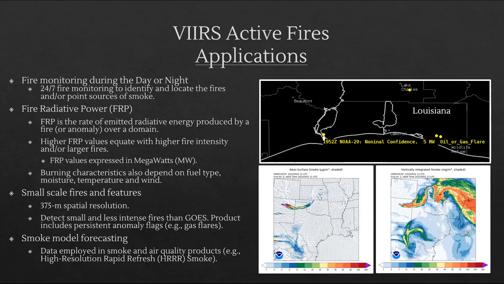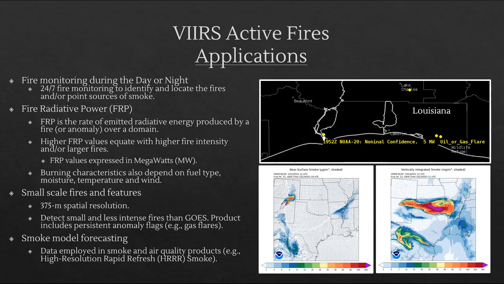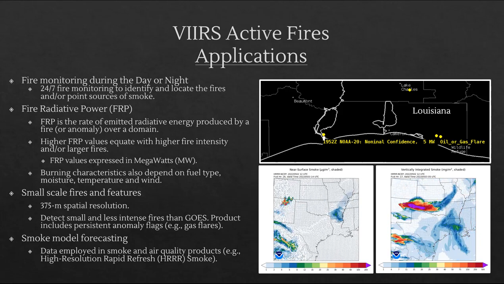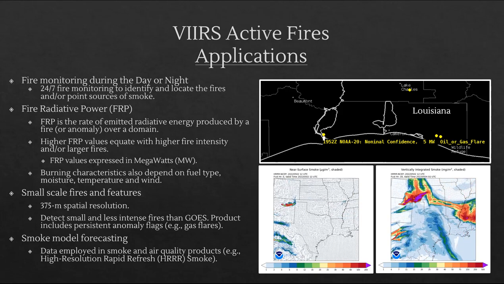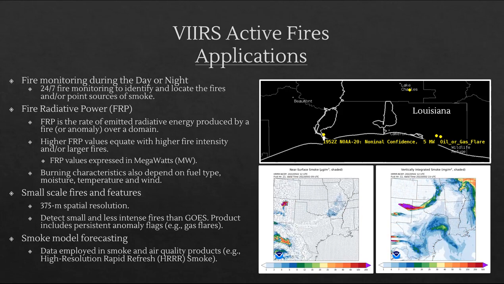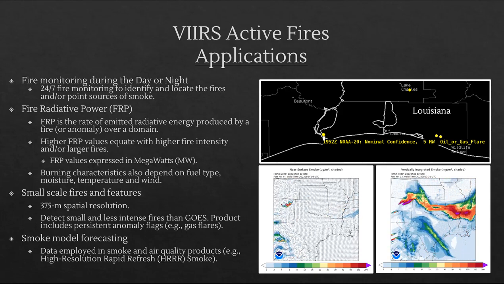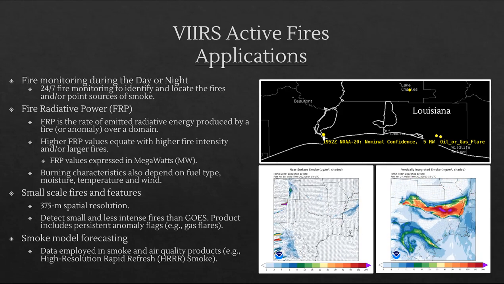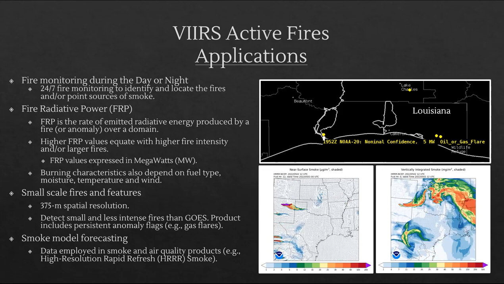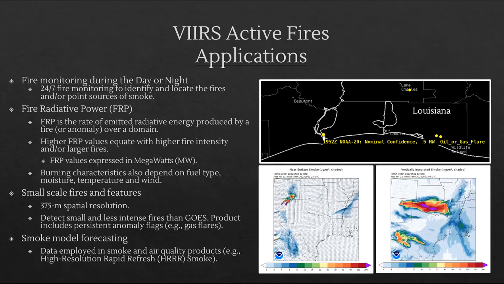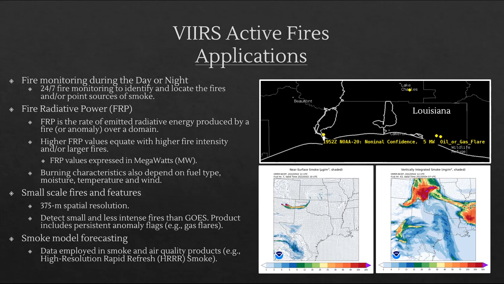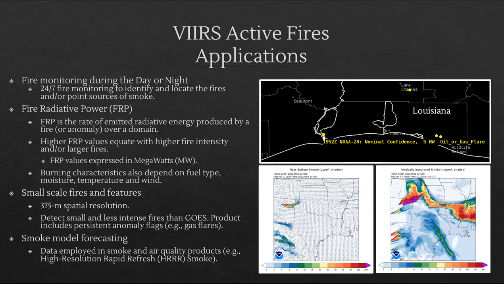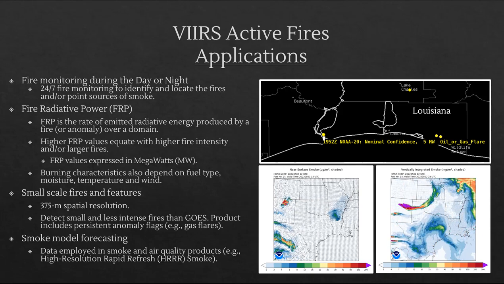The VIIRS Active Fires product uses its high spatial resolution, 375 meters, to detect small and less intense fires than geostationary data, such as the GOES 16 and GOES 18 satellites, and includes persistent anomaly flags, such as gas flares, that can be displayed when users sample the product in AWIPS. Lastly, also know that the VIIRS Active Fires datasets are utilized in smoke and air quality products, such as the High Resolution Rapid Refresh smoke, HRRR-Smoke model.